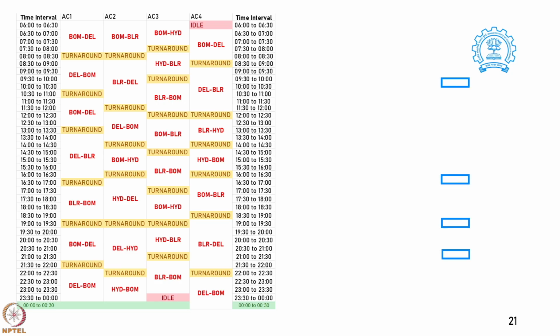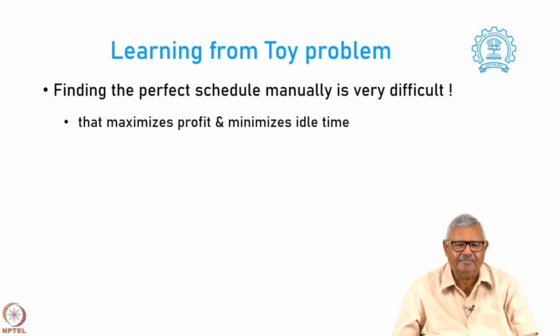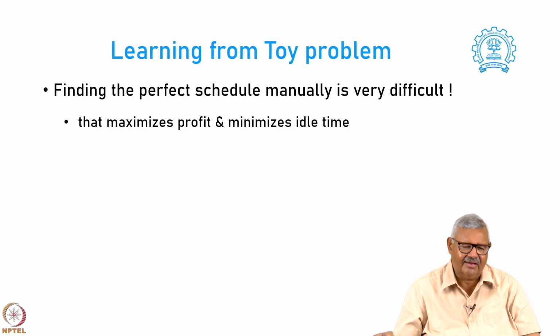Now, what do we learn from this exercise? What we learn from the exercise or from this toy problem is that finding the perfect schedule manually like the way we did is very difficult. A schedule that maximizes profit and also minimizes idle time, very difficult to get manually. And notice we had only 4 aircraft which were operating to only 4 cities. Imagine if the number of aircraft increases and the number of airports also increases, okay.